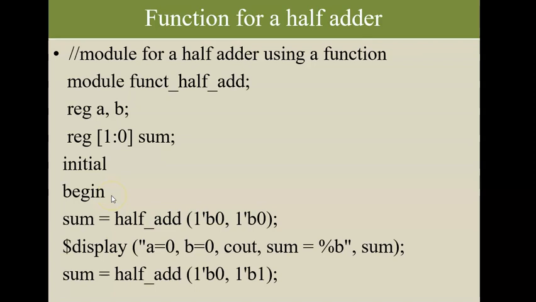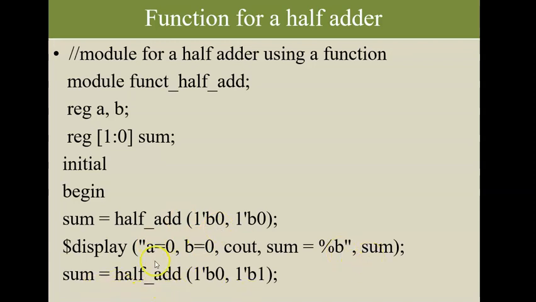Initial begin. So I am defining, that is assigning sum is equal to half adder value of within size is 1, its value is 0. This is also 0, half adder. So display A is equal to 0, B is equal to 0. See out, sum is defined as this. It's a percentage. B means binary value. Sum is defined as a binary value. Display the sum like this. Value of A, value of B, sum.